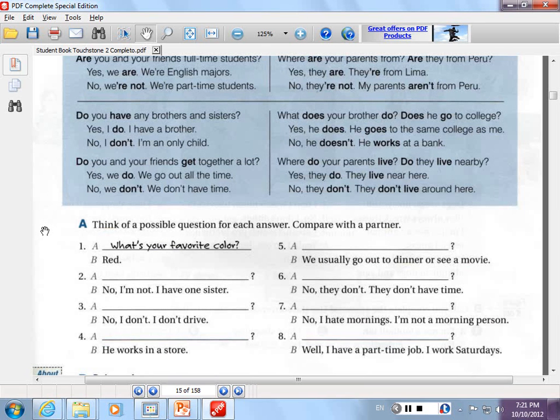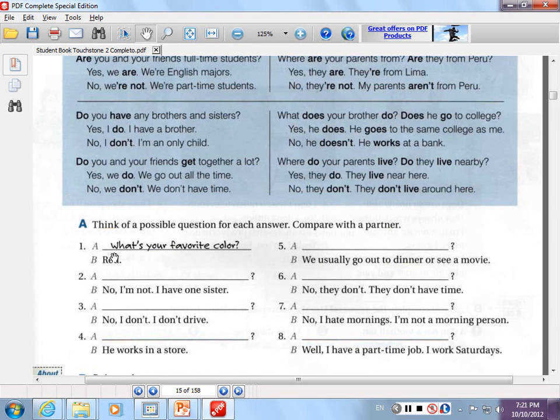So the first one is an example. The only word that we have is red. So what is a possible question for this one? What's your favorite color? ما هو لونك المفضل? Maybe you can ask another question. What's the color of your car? ما هو لون سيارتك? Red.